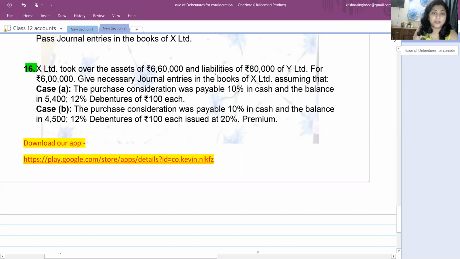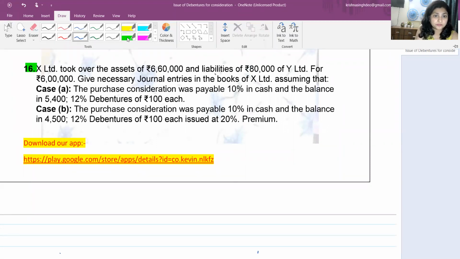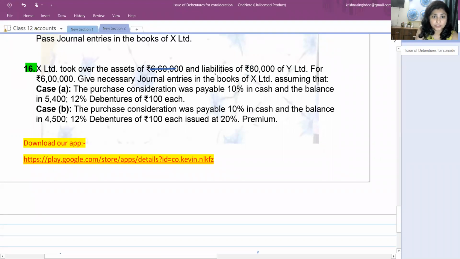Let's see question number 16. What does the question say? X Limited took over assets of 6,60,000.